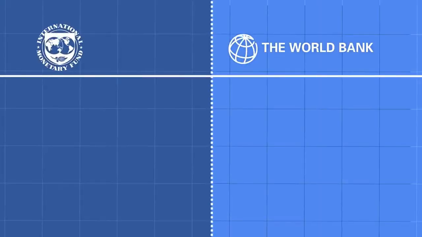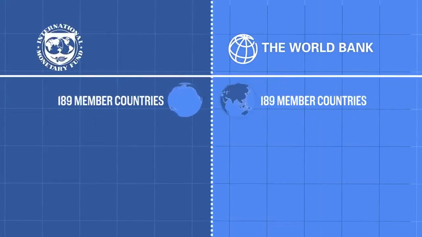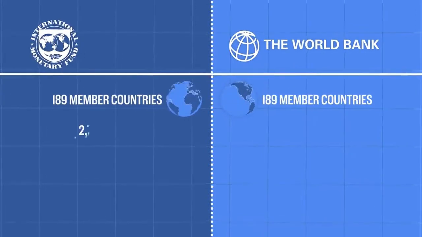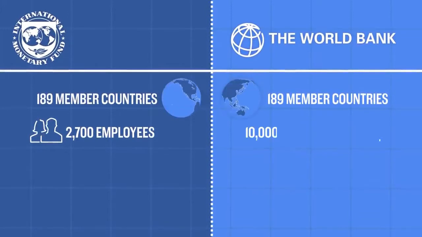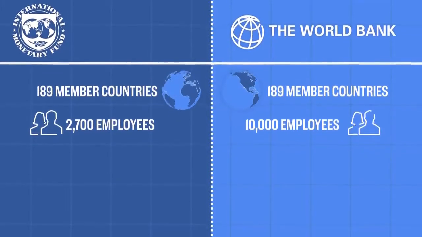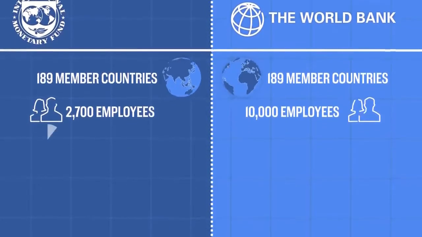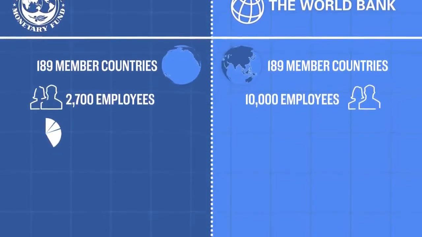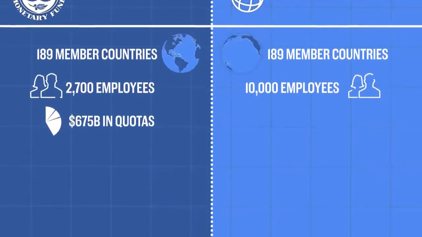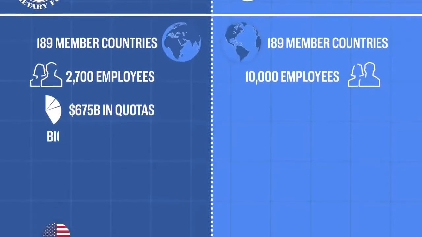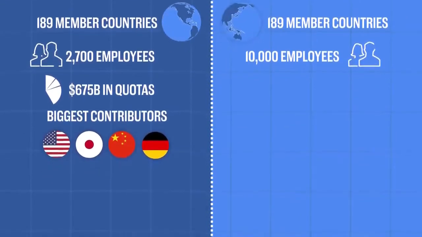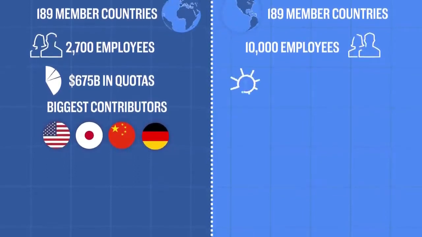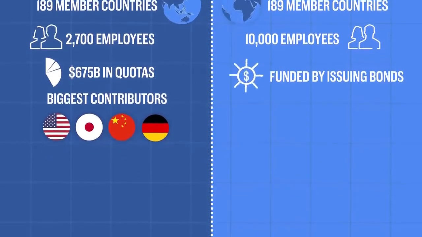Both institutions include 189 member countries, but the IMF has around 2,700 employees, compared to the World Bank staff of 10,000. The IMF is funded mainly by quotas, basically subscription fees from member countries. It receives around $675 billion in quotas, with the US, Japan, China, and Germany contributing the most. The World Bank is financed mostly by issuing bonds to global investors.